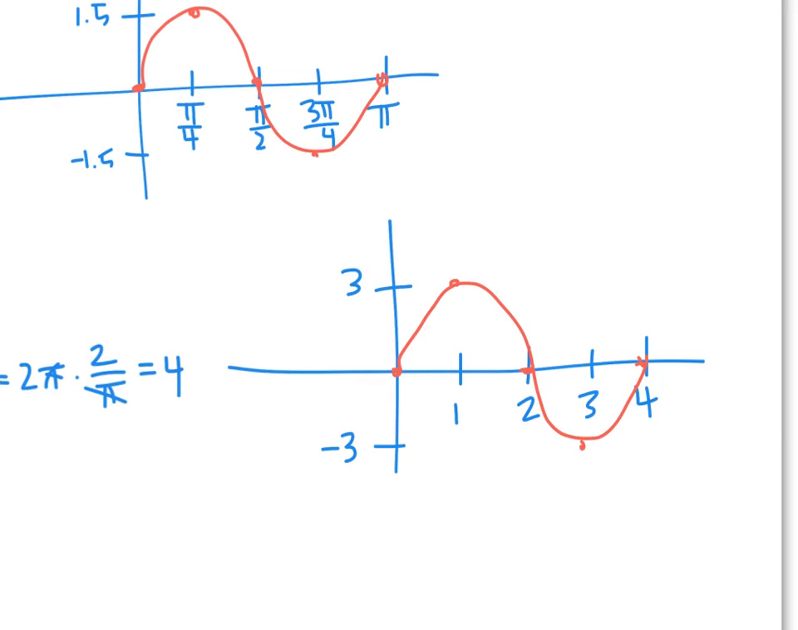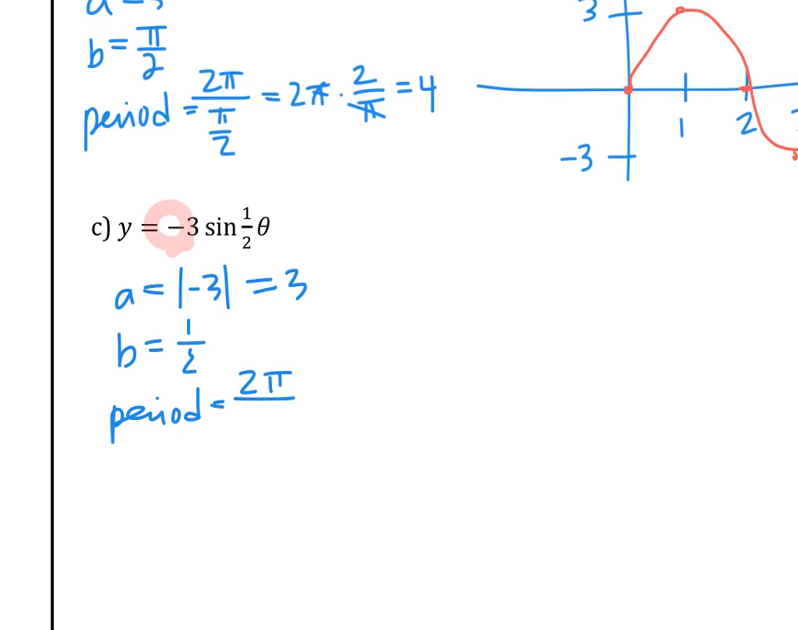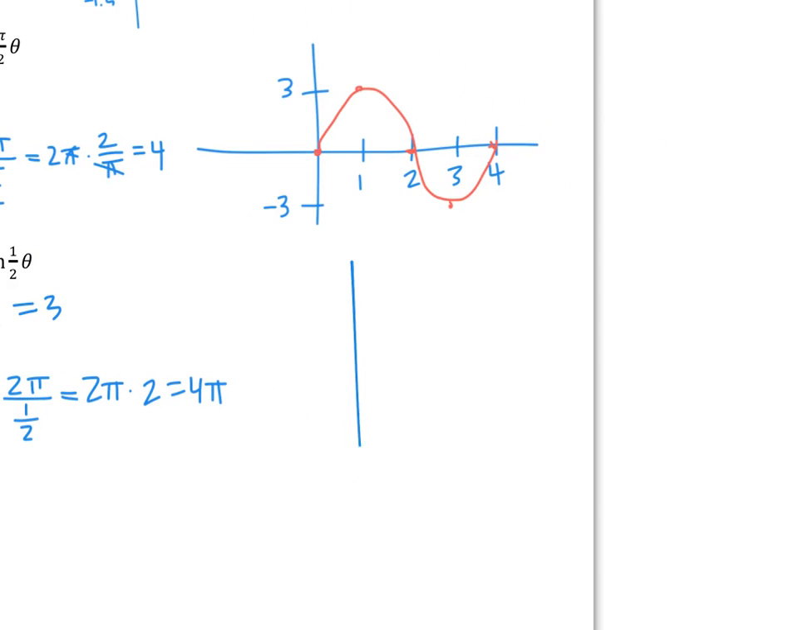Okay, last one. A is absolute value of -3, so that is 3. Please don't put -3. B is 1/2, and then period is 2 pi over B. B is 1/2. Again, this is another complex fraction. 2 pi times 2 over 1, or just 2. So this is 4 pi. All right, let's draw this.